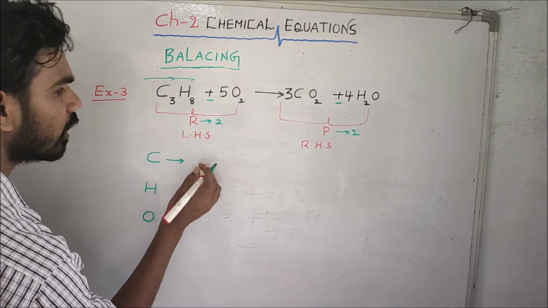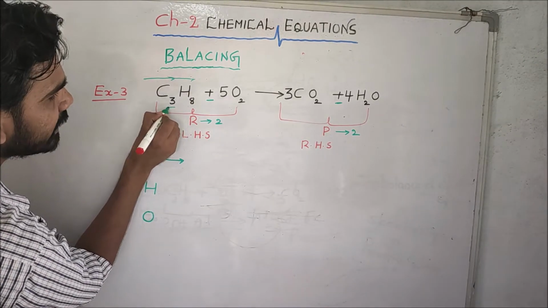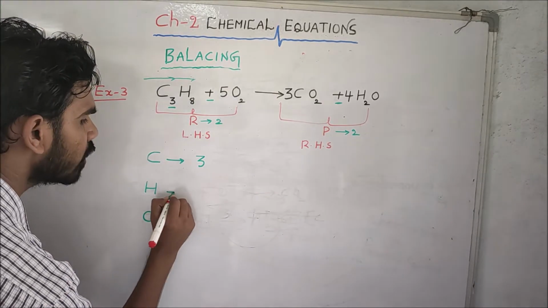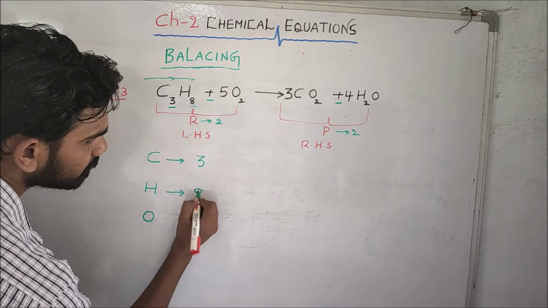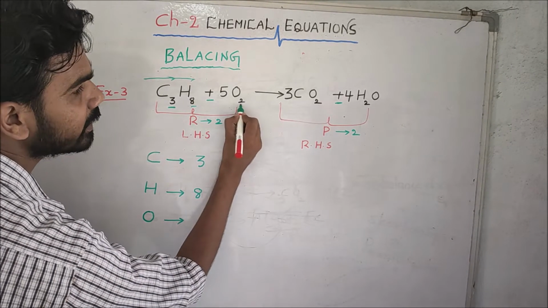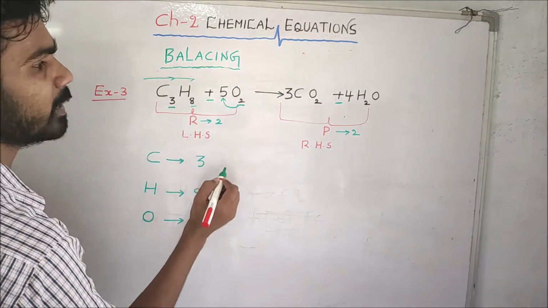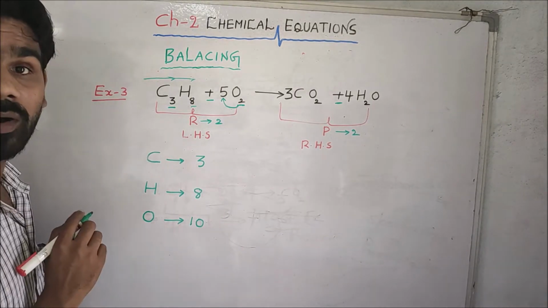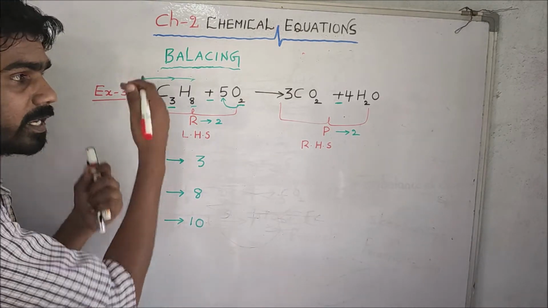On the left hand side, how many carbons are there? See, C3, the down number 3 is there. Carbon 3 are there. How many hydrogens are there? 8. Now how many oxygens are there? Very important: O2, but the front number is there. You have to multiply. 2 5s are 10. It's very important. Compare this example with the previous example.